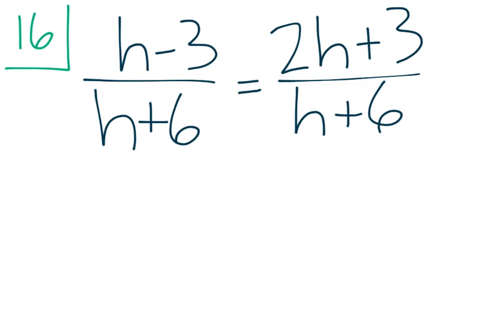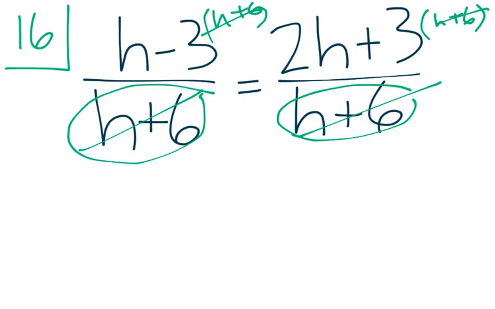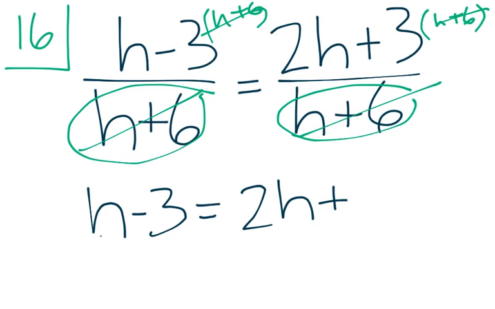So once again, we have two fractions, but if you notice, if we were to cross multiply, we would end up multiplying both by h plus 6. Since they have the same denominator, if we multiply this by h plus 6 and this by h plus 6, this would end up canceling this out. So what we have left is h minus 3 equals 2h plus 3.